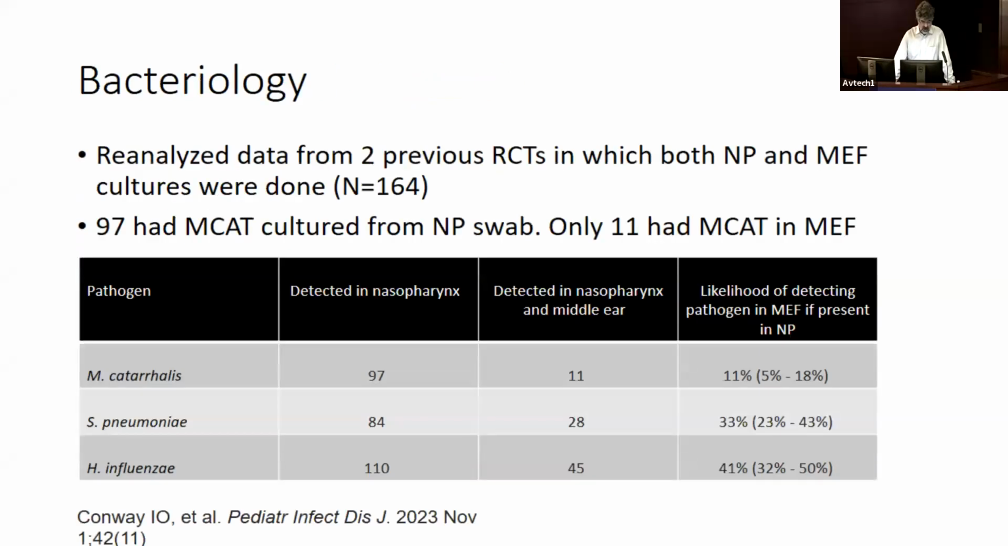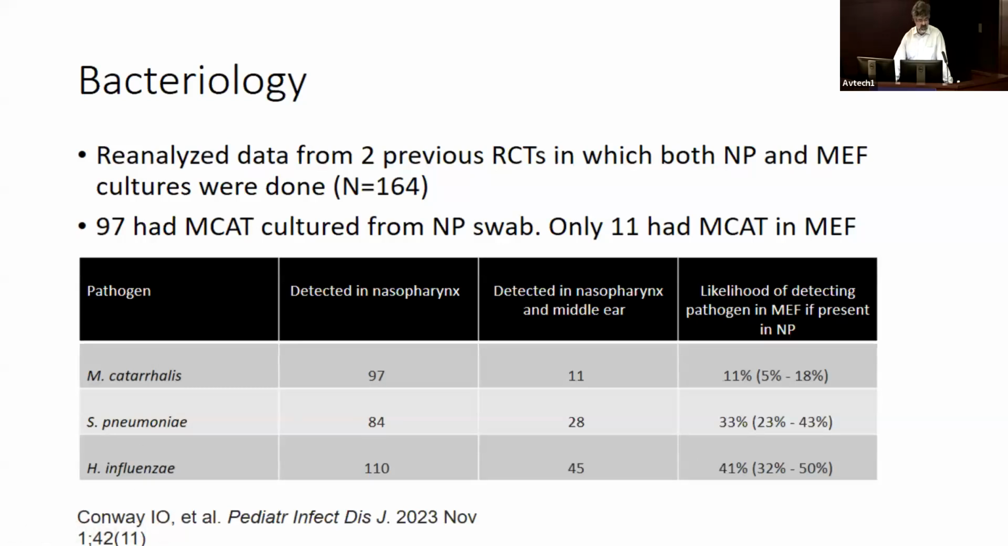We did a small study on the bacteriology of AOM, looking specifically at Moraxella. The way we did this, we reanalyzed data from 2 previous randomized controlled trials in which both nasopharyngeal samples and middle ear fluid samples were available. So these children had either a tympanocentesis or a perforated tympanic membrane, and we got samples. So we had both ear samples and nose samples, and we were looking at the concordance of the two.